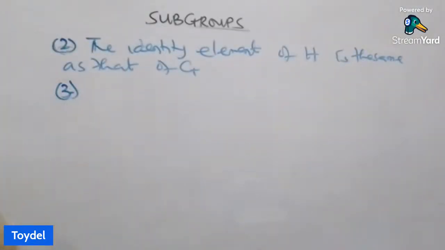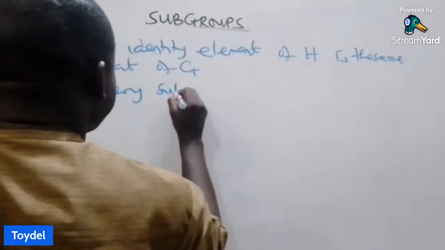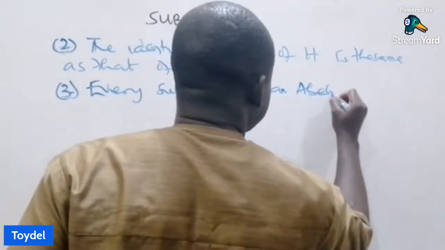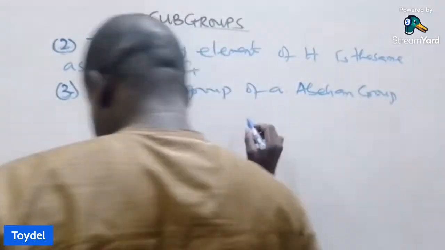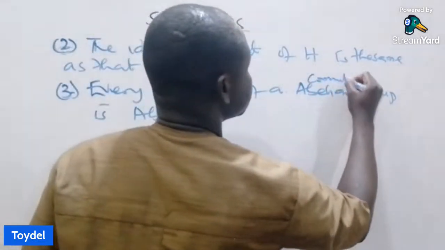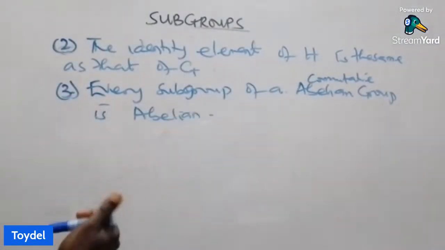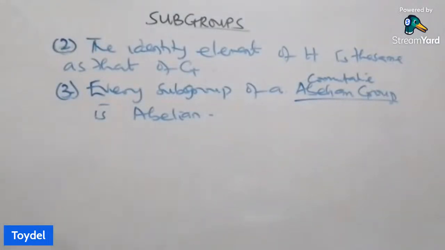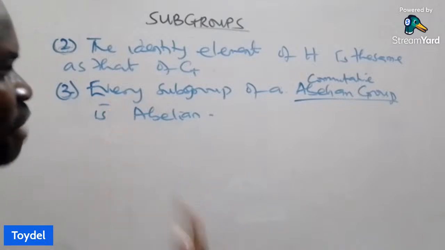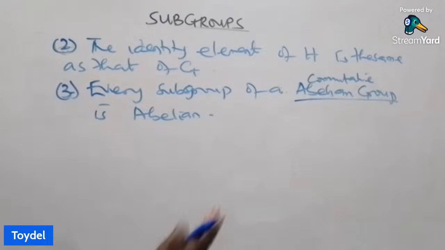Then the last point of that remark: every subgroup of an abelian group is abelian. Of course, an abelian group is just a commutative group. If you can define a group, just add the commutative property and it becomes an abelian group. To check if a set is an abelian group, check for closure, associativity, existence of identity element, existence of inverse element, then commutativity. Abelian simply means commutative. So those are the three properties that we should note.